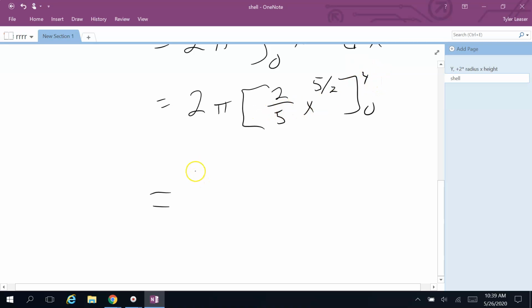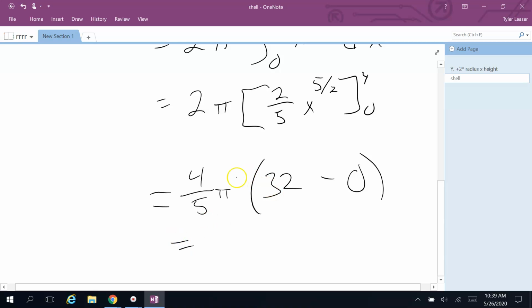So we're going to pull the 2/5 out, and that'll be a 4/5 pi. Then, if I plug 4 into just the x to the 5/2, that's going to be 32. Minus, if I plug 0 into that, I get 0. All right, and then 32 times 4 is 128 pi over 5. And yay, right? Because remember, 128 pi over 5 was the same thing that we got when we did the washer method. So the shell method and the washer method do the same things.